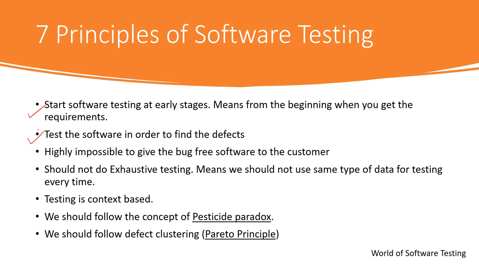The second principle is test the software in order to find the defects. Basically, the software test engineer needs to be very clear in his intent to find defects in the software application which is under test. If the software is tested fully and no bug is found in the application, we can say that the software is 99% defect free. We cannot say 100% defect free.